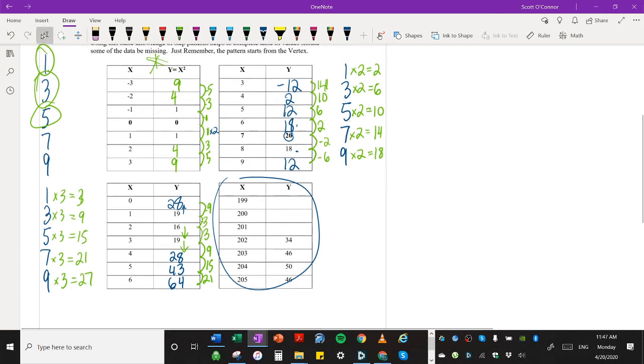The signs are important, and you're going to see that when we analyze first and then second differences later on in the course.